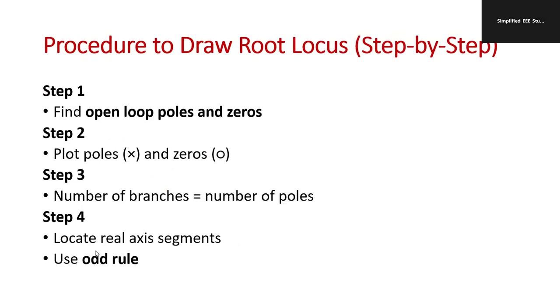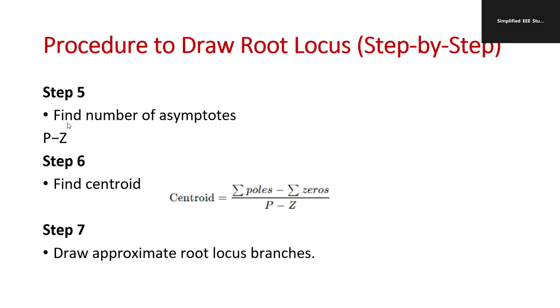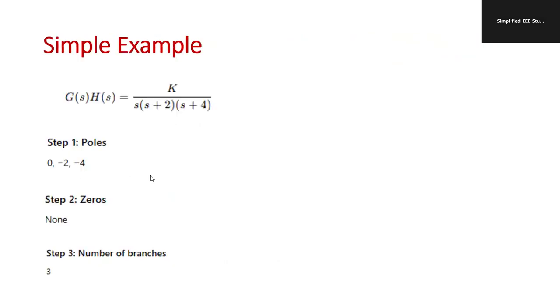Step number 4 says to locate the real axis segment. That means use the odd rule. That is very important. Step number 5, find the number of asymptotes. Number of asymptotes can be determined by using P minus Z, where P is greater than Z. Step 6, find the centroid. Centroid is equal to summation of poles minus summation of zeros divided by number of poles minus number of zeros. Seventh step says to draw the approximate root locus branches.